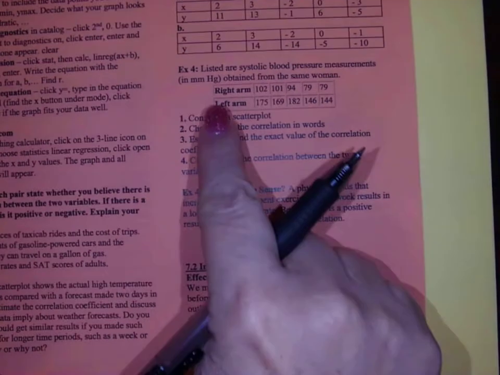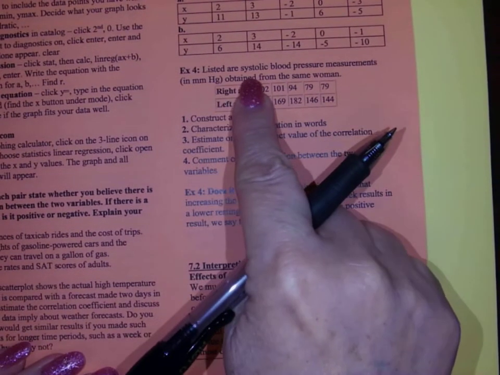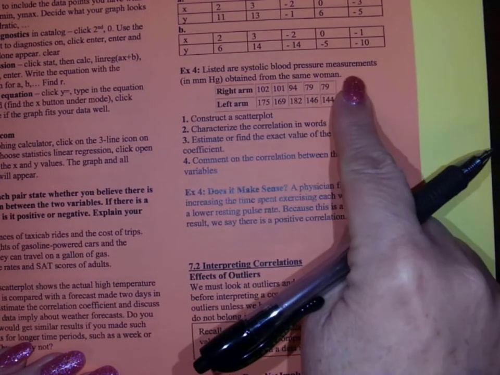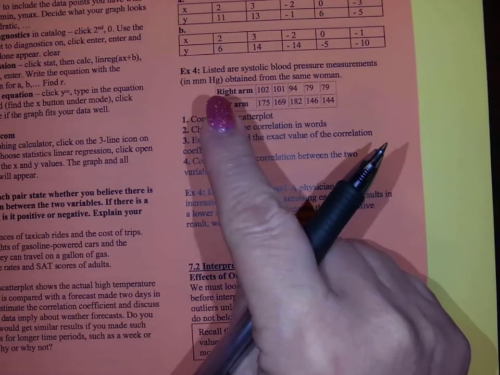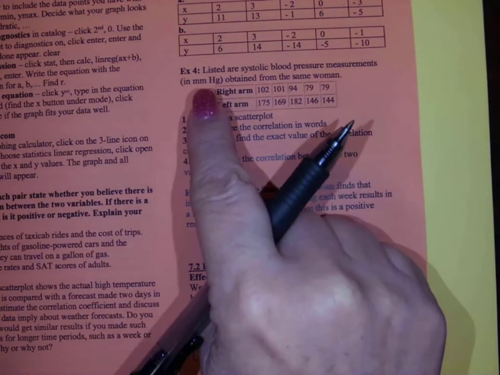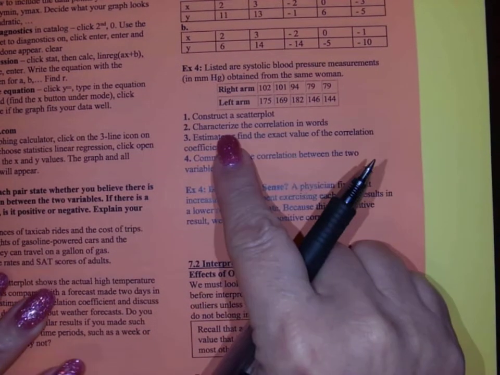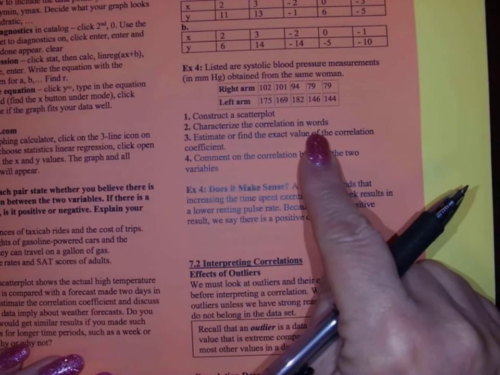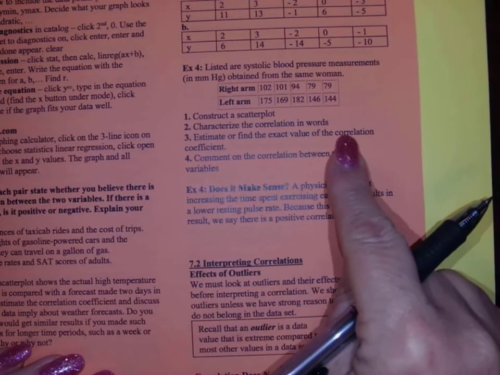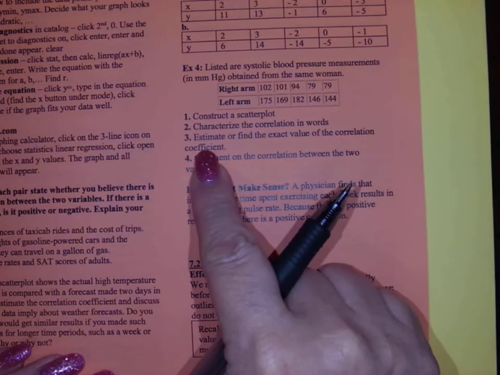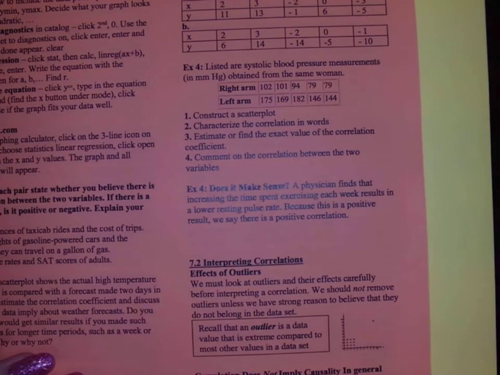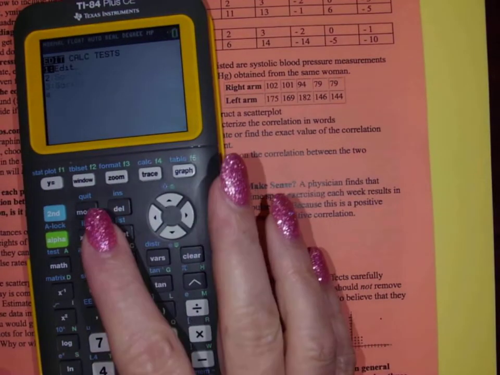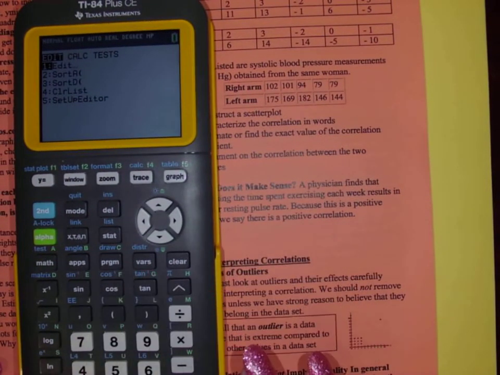All right, so for example 4, listed our systolic blood pressure measurements obtained from the same woman. So we want to construct a scatter plot, characterize the correlation in words, estimate or find the exact value of the correlation coefficient, and then comment on the correlation between the two variables. All right, so we are back to our Stat button. We're going to go to Edit.